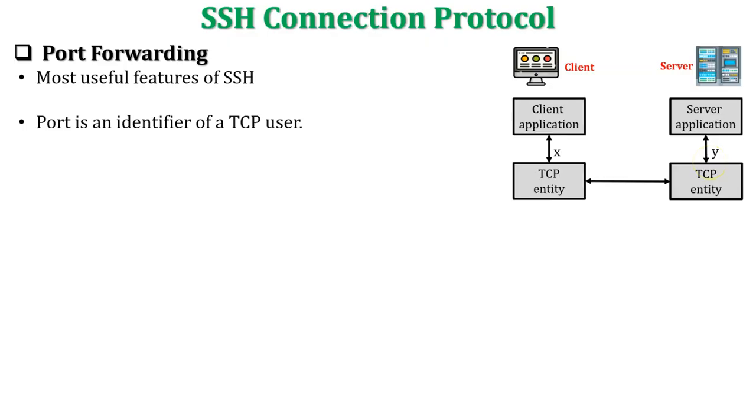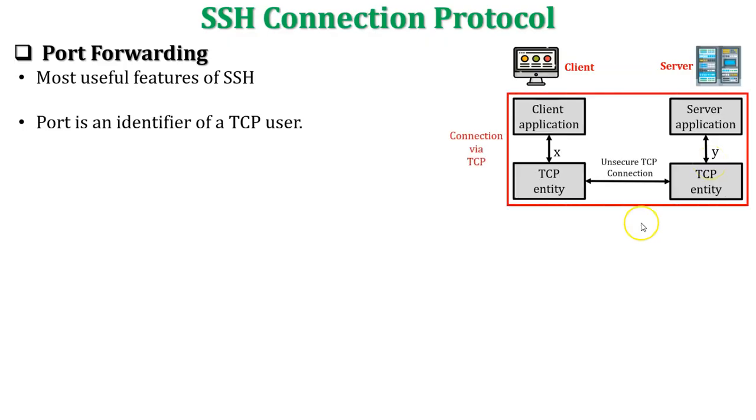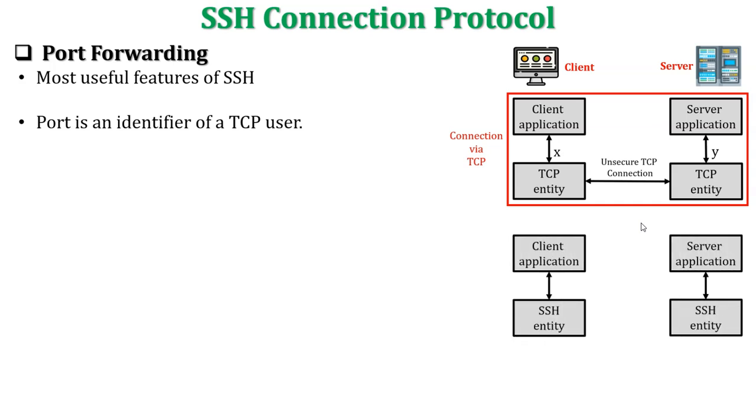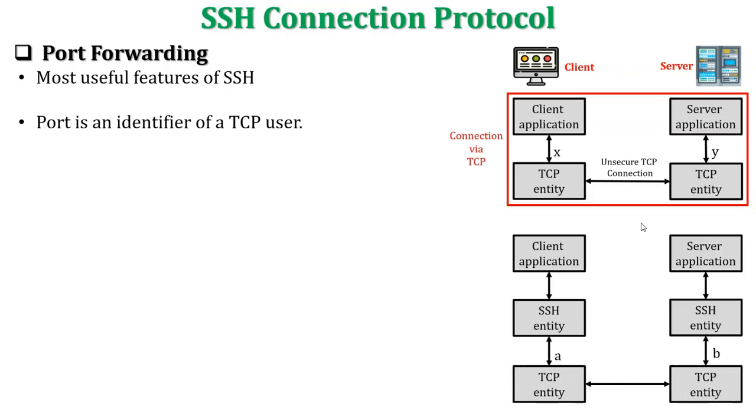But this connection is an unsecure TCP connection. To secure this connection, the SSH Transport Layer Protocol establishes a TCP connection between the SSH client and SSH server entities with TCP port numbers A and B. So now we can say a secure SSH tunnel is established over this TCP connection at port numbers X and Y.